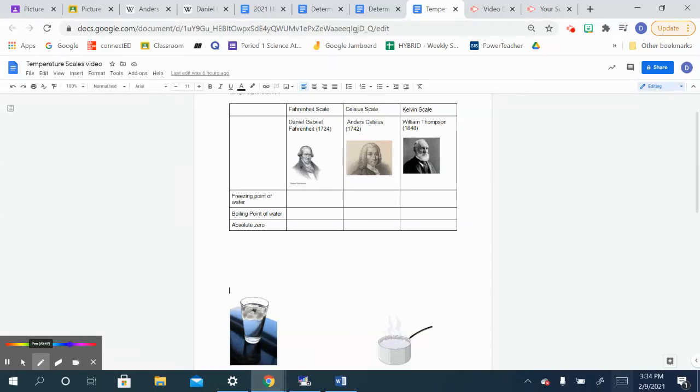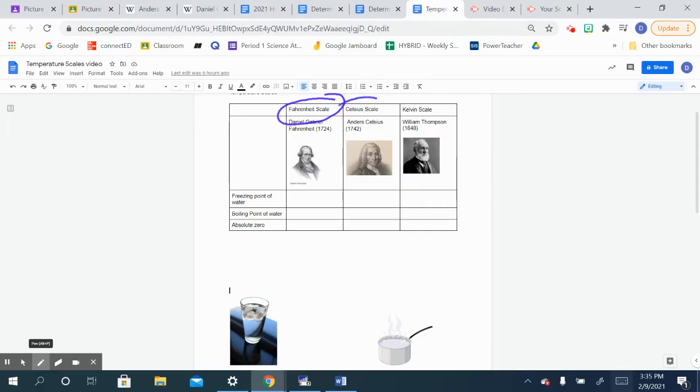All right, so this video here is just sort of a brief introduction on how our temperature scales came to be. During the course of this unit, we will study three different scales. One is the Fahrenheit scale, which is the one that we're familiar with here in America, as that's what we use to measure our temperatures for the most part.